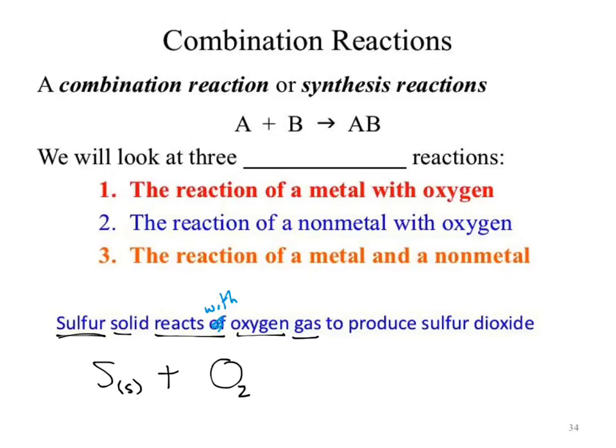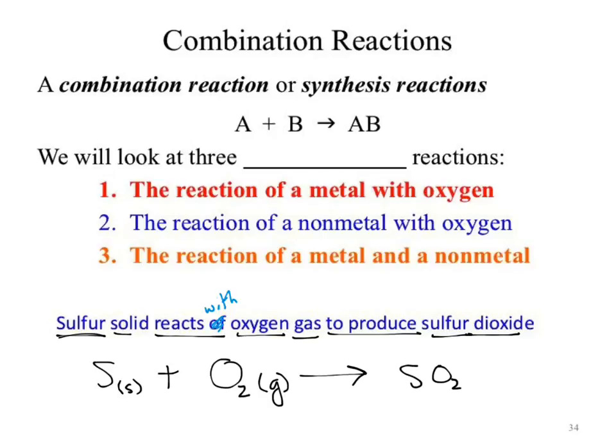And our phase? G for our gas, to produce, our arrow, sulfur dioxide, SO2 as a compound. And we've now done a combination reaction. We took two pieces, we mashed them together to make one product.